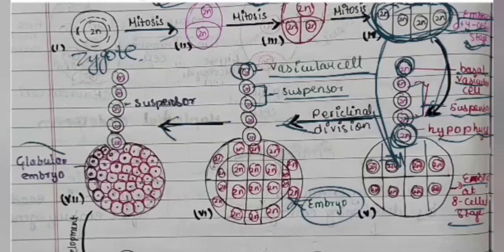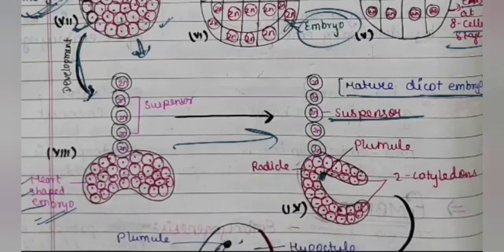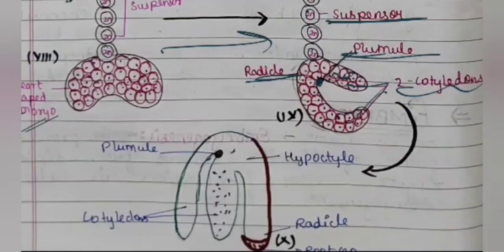Then further division and development forms the globular embryo. Now the development of the globular embryo results in the heart-shaped embryo, which further develops and forms the mature dicot embryo. This is the suspensor cell, this is the plumule, this is the radicle, and these two are cotyledons. Now this is the diagram where we can see the hypocotyl, plumule and the cotyledons, radicle, and this is the root cap.